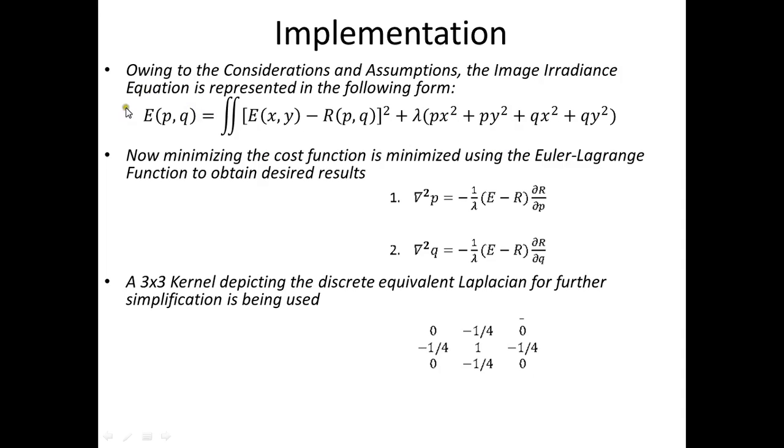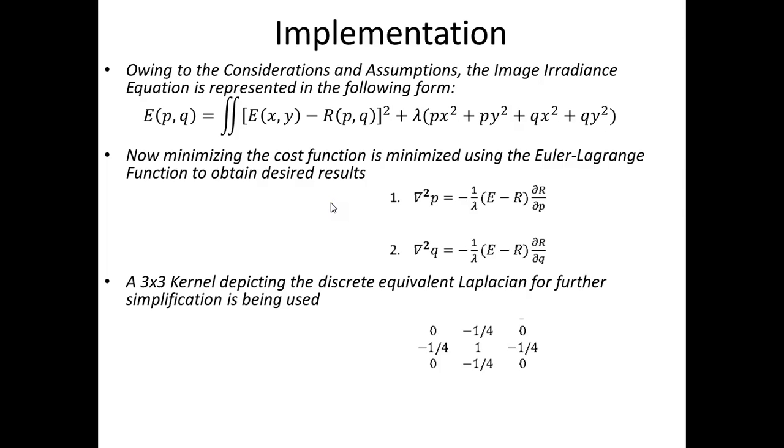Now, taking E of PQ as a cost function, we need to find the solution, and our solution is the reconstruction of the three-dimensional shape from the two-dimensional shading images. Minimizing the cost function is a way of finding our solution.